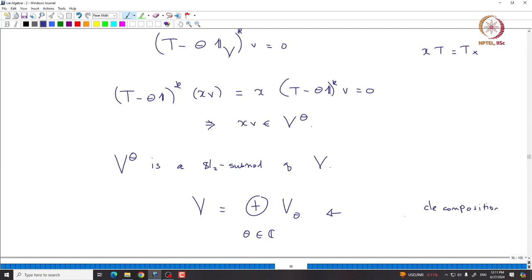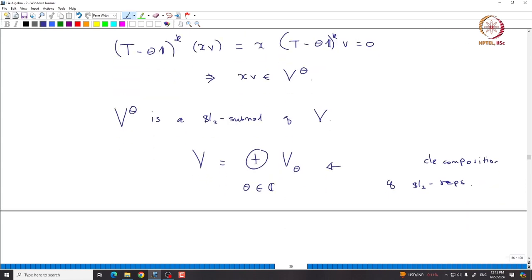So, decomposition of SL2 representations. Already we have proposed one method to decompose V into a direct sum of smaller representations. Of course, if you take another element from the endomorphisms of V which again commutes with all the operators of SL2, then you can have another decomposition.